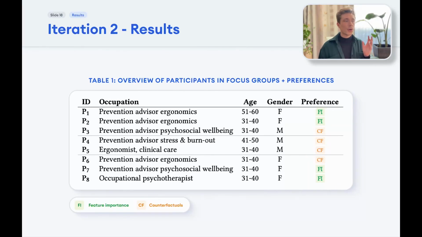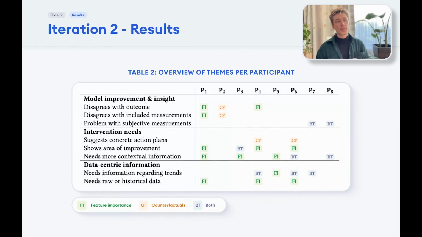And here we also see the overview of the preference that they had, either being the feature importance explanation or the counterfactual explanation. We also were able to extract some themes as to why certain explanations were preferred or disliked. But I also want to summarize the results that we just had in a few design takeaways that could be useful for future explanation designs.